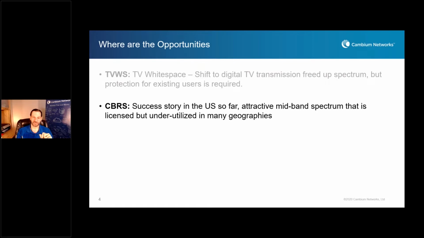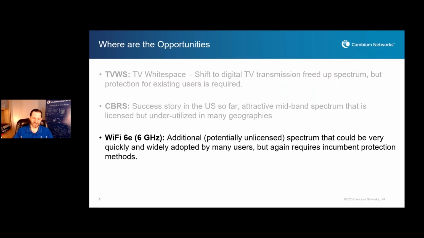CBRS, mid-band spectrum. It's been successful so far. The US launched this. They had a plan going back 6-7 years. They launched it last year in 2020, and it's been successful. We have tons of people using it. Again, we'll get into more details in a minute, but that CBRS band, so-called CBRS in the US, is a mid-band spectrum. It's in the 3 gigahertz range, and that's set aside in a lot of countries, in a lot of areas internationally, for 5G opportunities. And so this mid-band spectrum is something that's being talked about in many locations. The next big thing, 6 gigahertz.